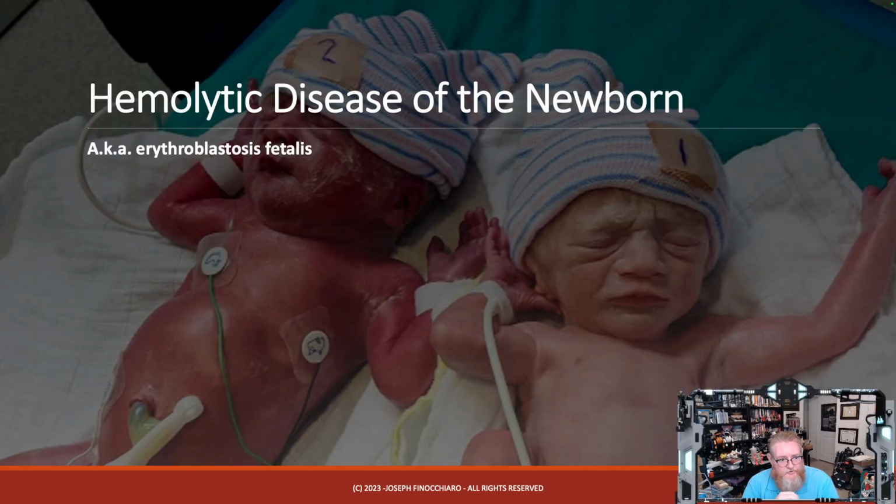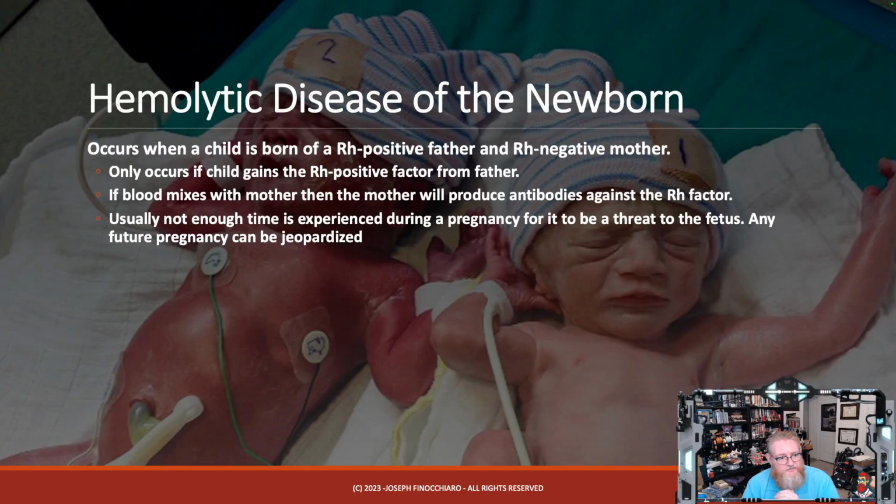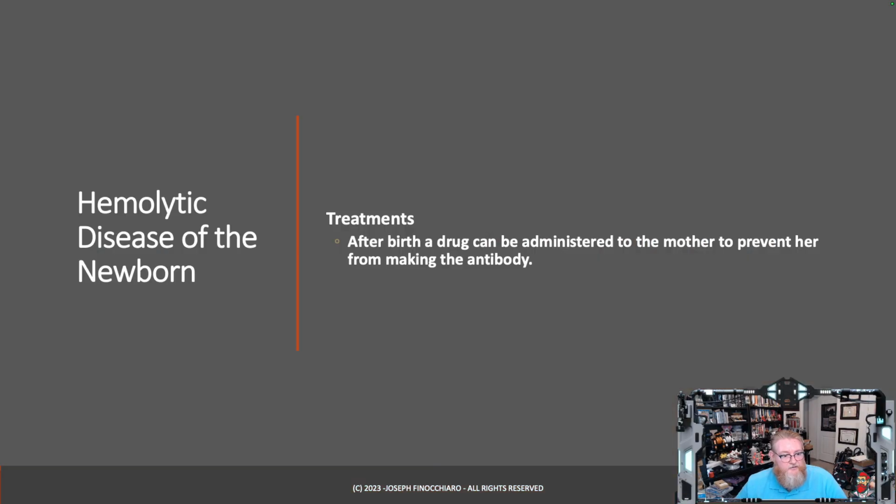Hemolytic disease of the newborn, also known as erythroblastosis fetalis. This occurs when a child is born of an Rh-positive father and a Rh-negative mother. It only occurs if the child gains the Rh-positive factor from the father. If the blood mixes with the mother, then the mother will produce antibodies against the Rh factor. Usually not enough time is experienced during a pregnancy for it to be a threat to the fetus. Any future pregnancy, however, can be jeopardized. Treatments for erythroblastosis fetalis involve, after birth, a drug can be administered to the mother to prevent her from making the antibody.